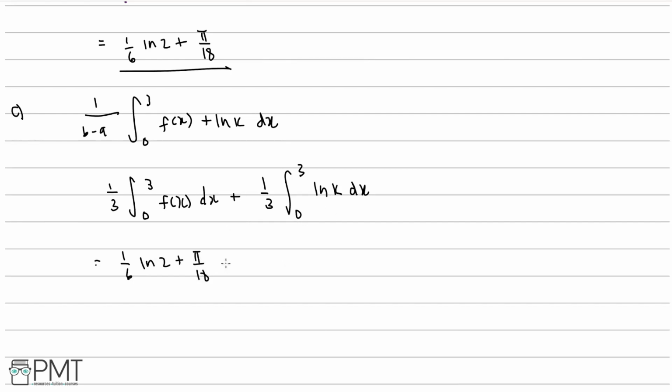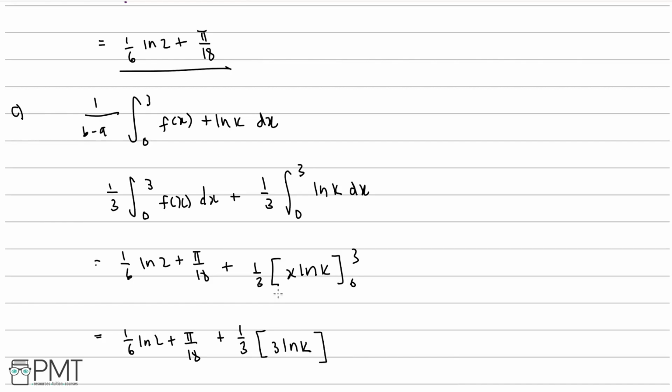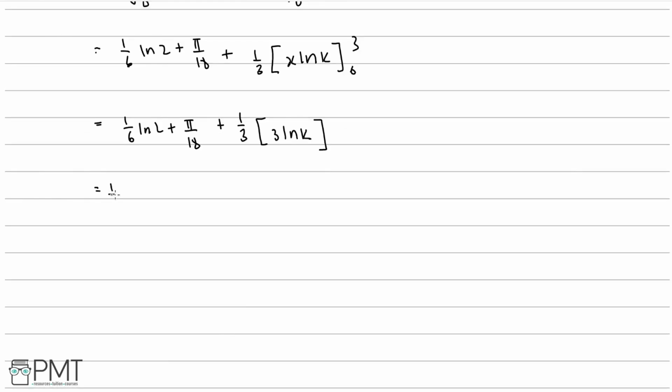Now let's calculate the value of this. Well, if we integrate this expression, ln k will just be a constant because there is no x term in this function. So we have 1 over 3 times by x ln k between 0 and 3. And that's going to be equal to 1 over 6 ln 2 plus pi over 18 plus 1 over 3 times by, well, 3 times ln k will just be 3 ln k, and 0 times ln k will be 0, so let's leave this as 3 ln k. So we have 1 over 6 times ln 2 plus pi over 18 plus, well, a third times 3 will just be 1, so this would just be ln k.